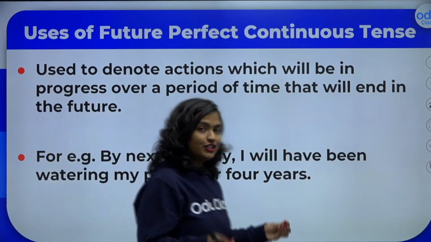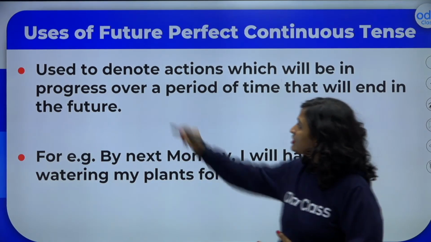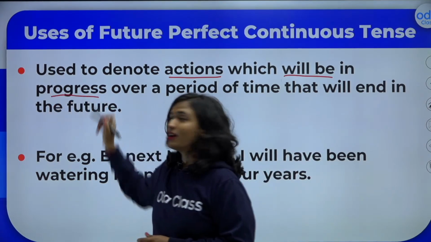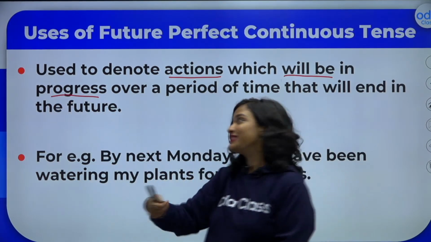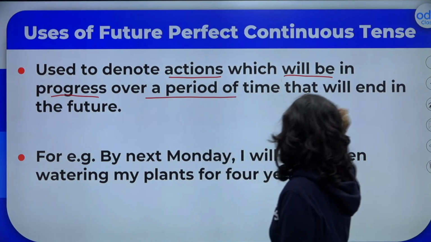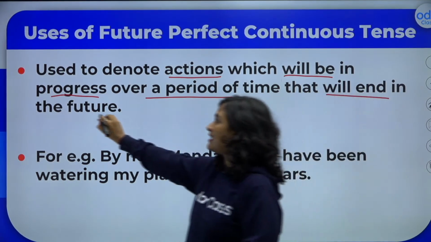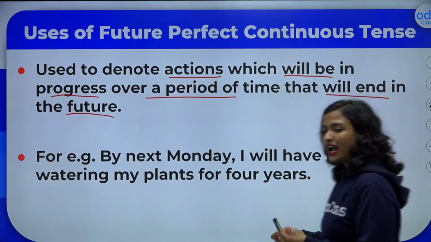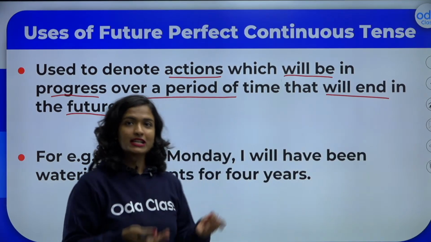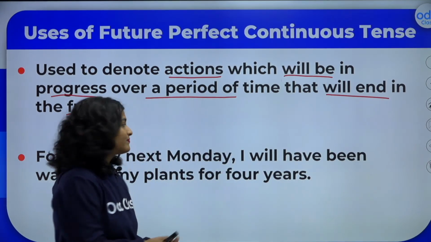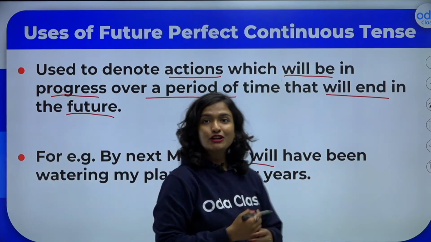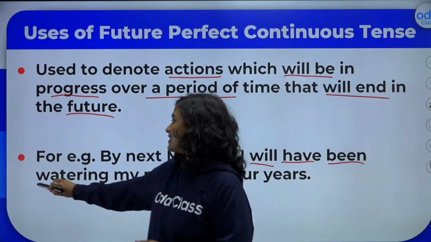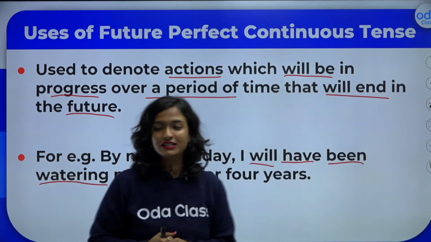And students, here are our uses for the future perfect continuous tense. Like I said, we use this tense to show actions which will be in progress, so continuous but in the future, over a period of time, and that will end in the future. For example, by next Monday, I will have been watering my plants for 4 years. Notice, subject followed by will, followed by have, been, and then the ing form of the verb.